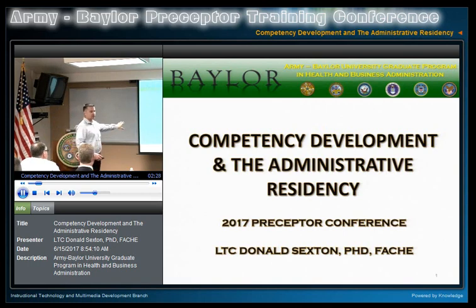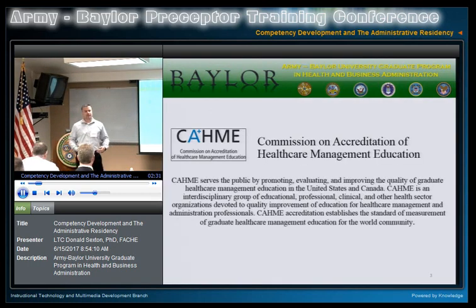Our program is accredited through CAMI, and this accreditation agency requires our program to have competency-based training. One of the criteria is that we establish a way to measure and assess our competencies over time. We've done extremely well in this. We're one of the top programs in the country with competency-based training for our didactic and residency training. I'm going to show you the way we have organized to achieve this pinnacle of excellence in graduate management education.